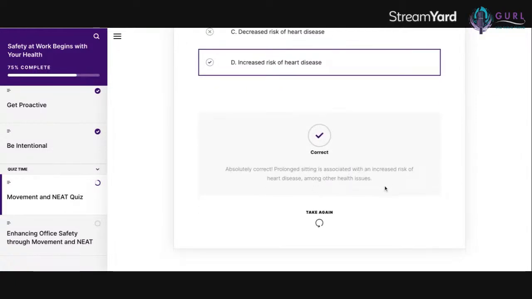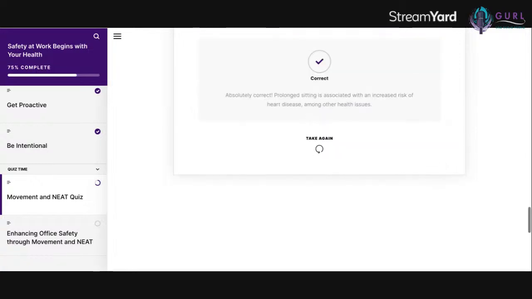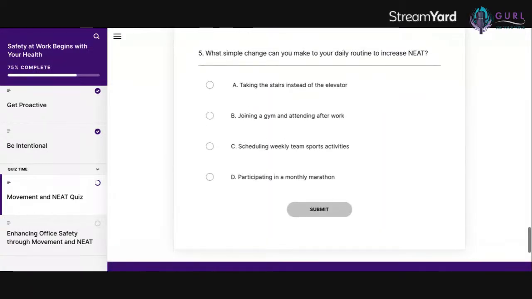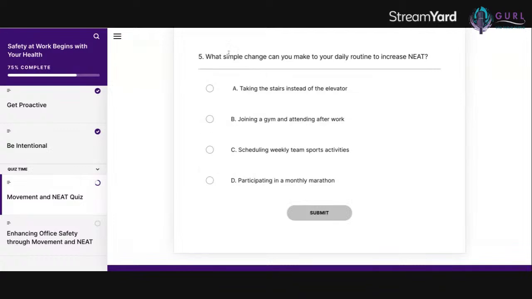Prolonged sitting is associated with an increased risk of heart disease, among other health issues. All right, and then our final question under check for understanding is number 5. Which simple change can you make to your daily routine to increase NEAT? Is it A, taking the stairs instead of the elevator?